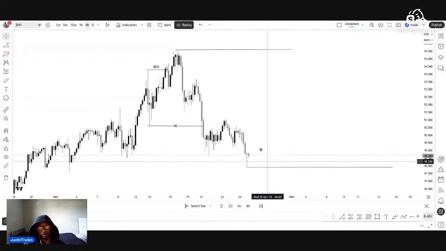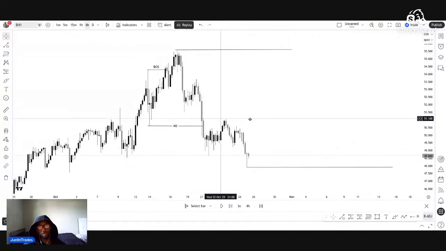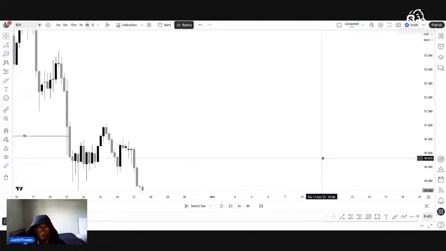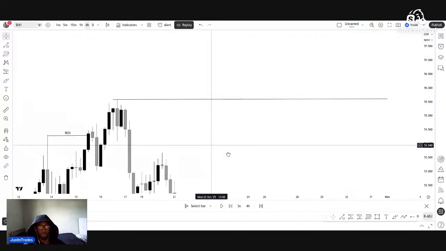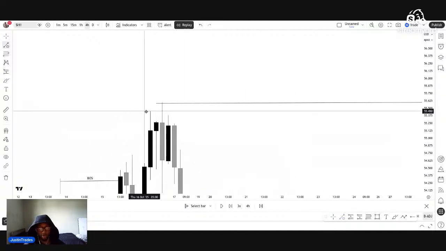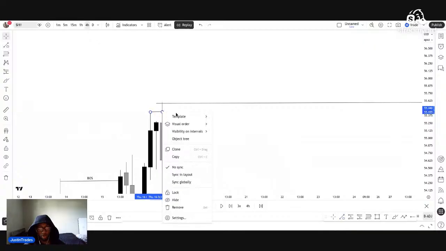So this is my range. Price is bearish. All right. Now, what do I do next? Well, since price is bearish, I'm going to mark my supply zone, not just a normal supply zone, but a supply zone that swept liquidity, right? So if I zoom in, I see that this is a supply zone that swept liquidity.